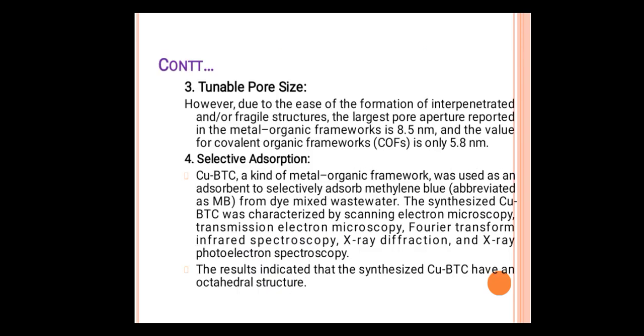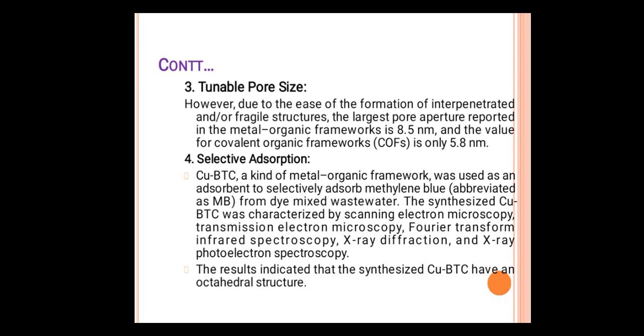Next one is tunable pore size. In tunable pore size, due to the ease of the formation of interpenetrated and fragile structures, the largest pore aperture reported in the metal organic framework is 8.5 nanometers and the value for equivalent organic frameworks is only 5.8 nanometers.